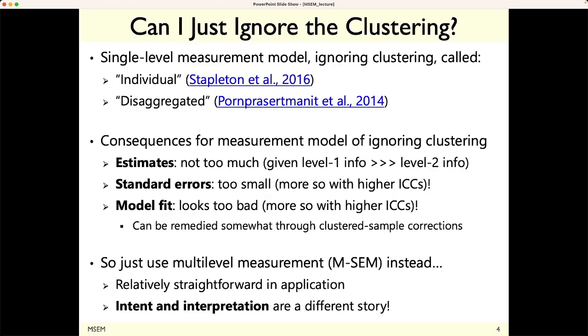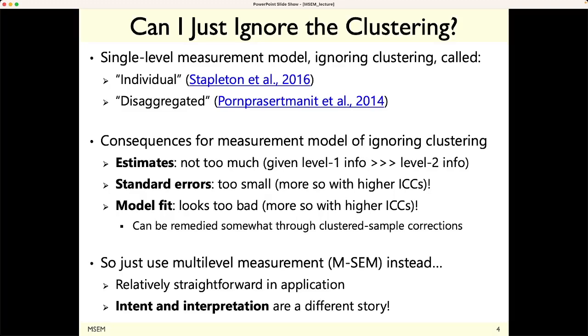Standard errors for your measurement model parameters are going to be too small because you're ignoring clustering. You don't have as many independent level 1 people as you think you do because they have things in common. So your effective sample size is not your actual sample size. And then one that I thought was sort of surprising, model fit looks too bad. You would come to the conclusion that your model doesn't fit if you ignore clustering, even if it does.